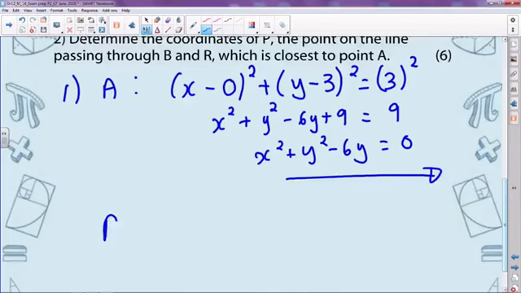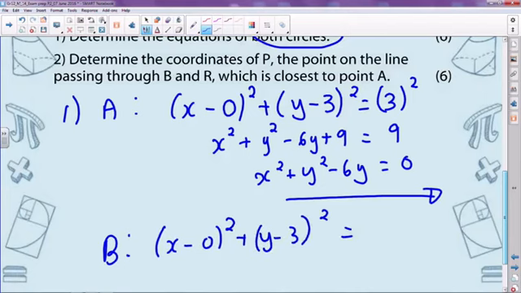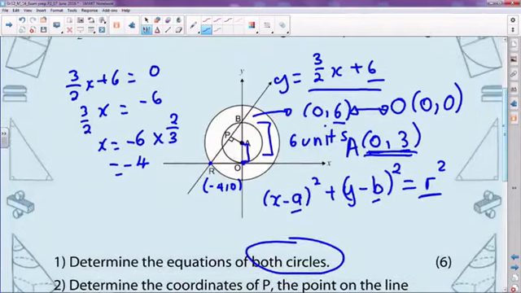Okay, and then for the larger circle, we know that the center coordinates are still the same, so it's still going to be (x minus 0) squared plus (y minus 3) squared is equal to the radius squared. Now let's have a look at that radius. What would that be? Okay, so you know that your radius is going to extend from point A, now this is for your bigger circle, to point R.